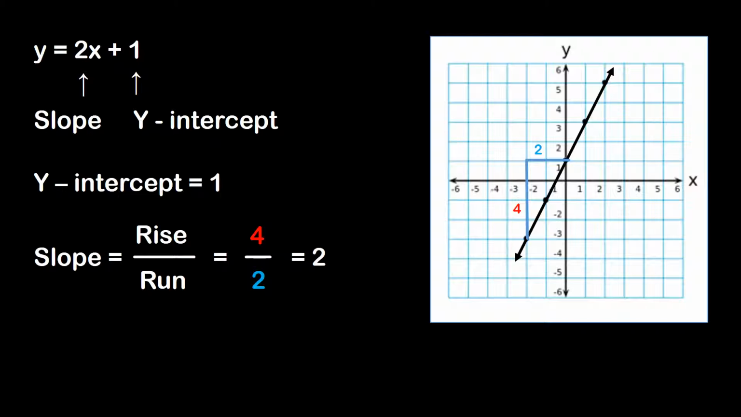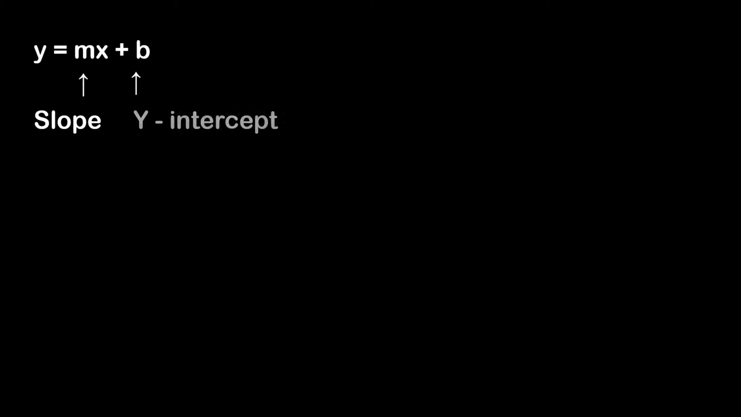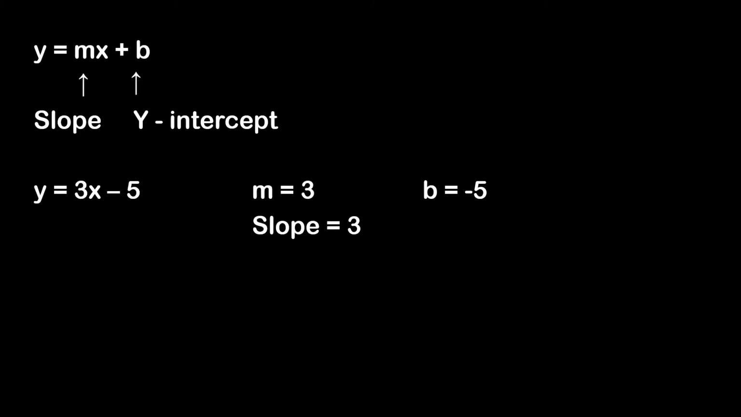So now what we're going to do is go over the general equation of a line. And this general equation is called the point-slope form. So the general equation is y is equal to mx plus b, where m is the slope and b is the y-intercept. So for example, if I gave you the equation y is equal to 3x minus 5, we would know that m is equal to 3, and therefore the slope is equal to 3. We would also know that b is equal to negative 5, and therefore the y-intercept is negative 5. So m is the slope and b is the y-intercept.